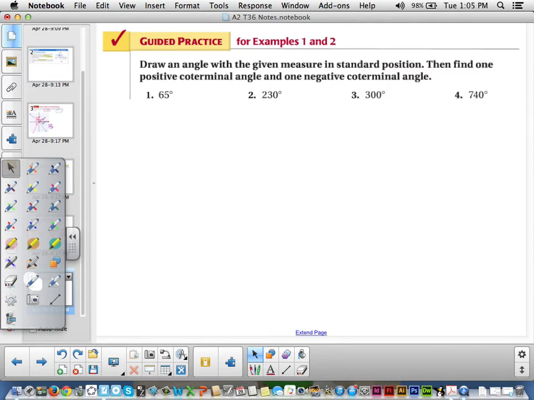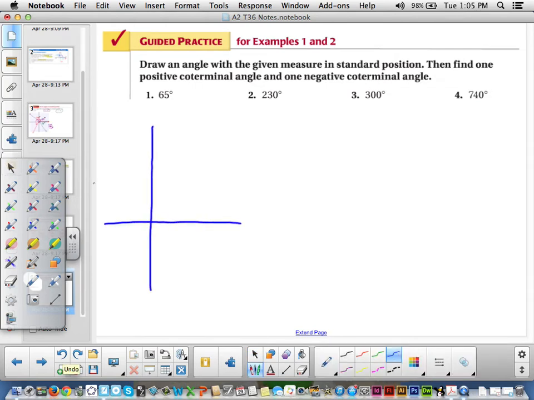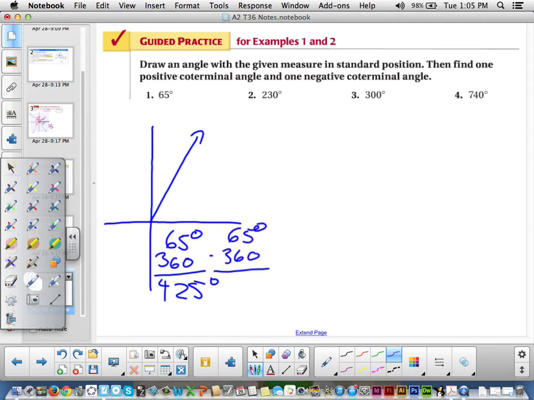Draw an angle at the given measure in standard position, then find one positive coterminal angle and one negative coterminal angle. So 65 degrees will be in the first quadrant. It'll be right around here. To get a positive coterminal angle, we'll just add 360. So 65 degrees plus 360, we get 425 degrees. To get a negative, we'll subtract 360. 65 degrees minus 360, we get negative 295 degrees.